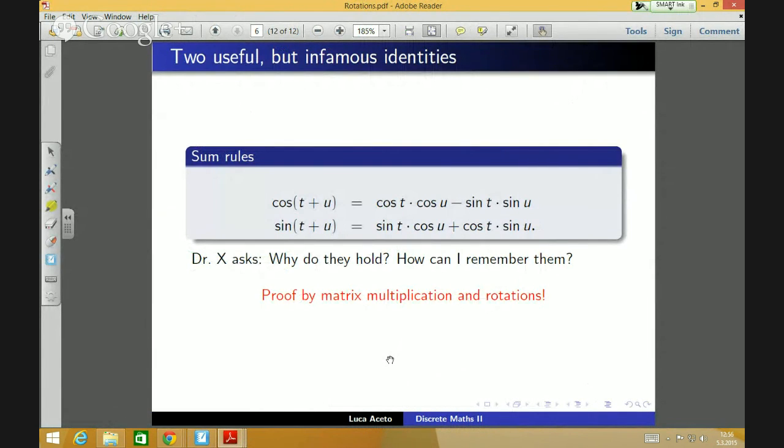Matrix multiplication and rotations just allow you to give a proof which is really based on matrix multiplication and on the definition of the matrix that induces a rotation, of why these two laws actually are true. There are many more complicated proofs of this identity out there under the sky. I invite those of you who are interested in these kinds of things to look at them. But this is by far the simplest proof that I can think of. Unfortunately, it's not mine.